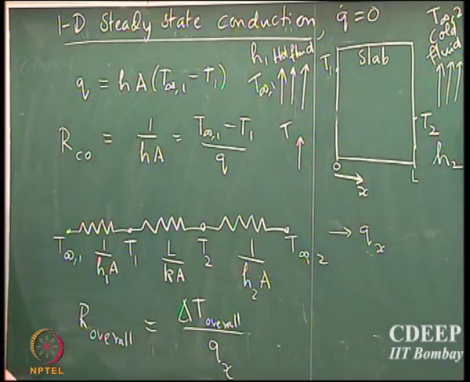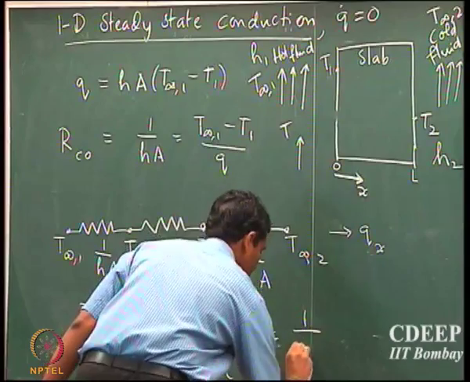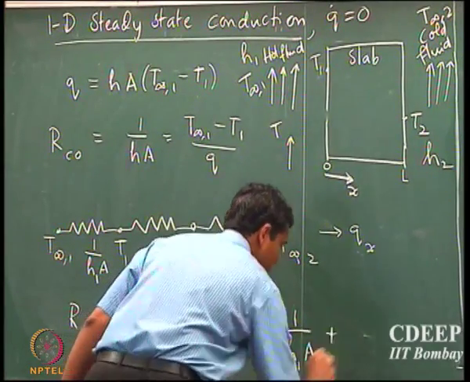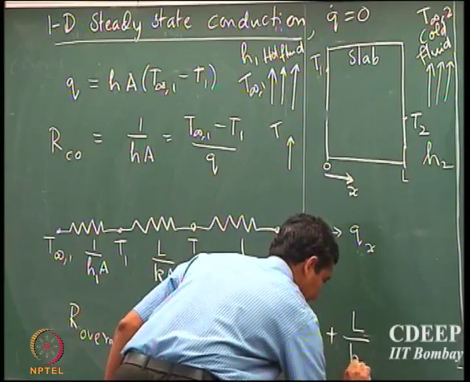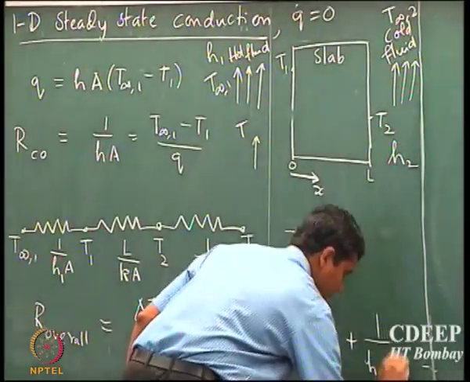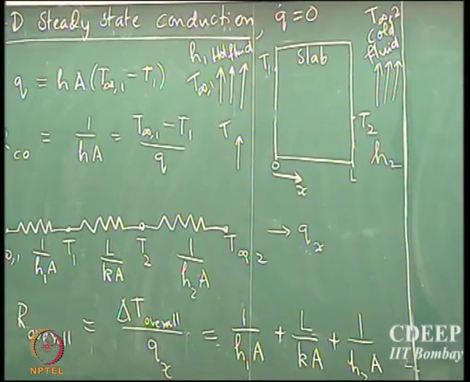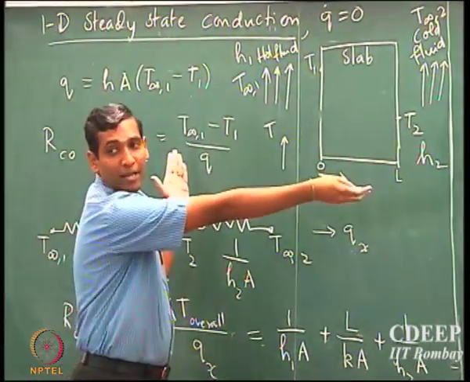What is the overall resistance? It's in series, so just the sum of the resistances, very trivial. Okay, so it's 1 by H1A plus L by KA plus 1 by H2 into A, right? So that's the overall resistance that is offered by the whole system together.